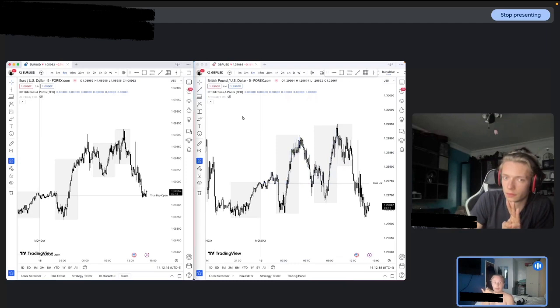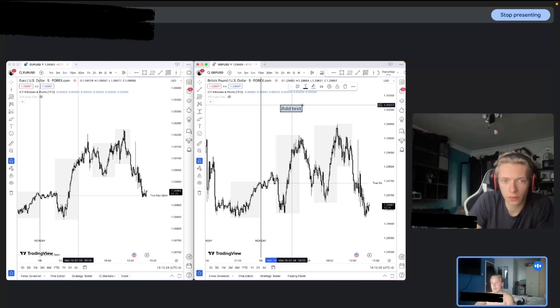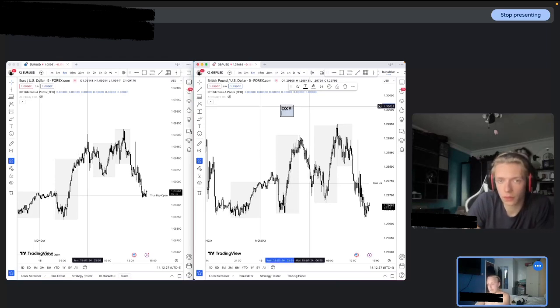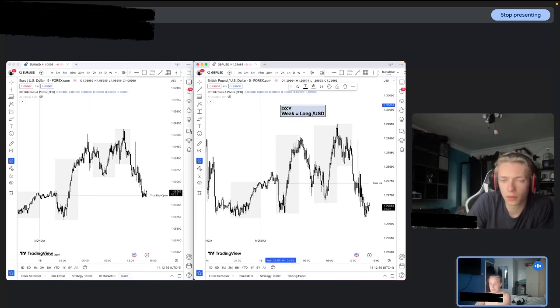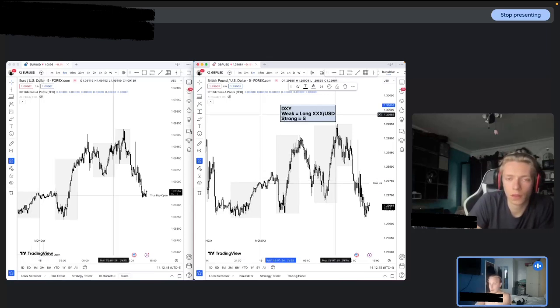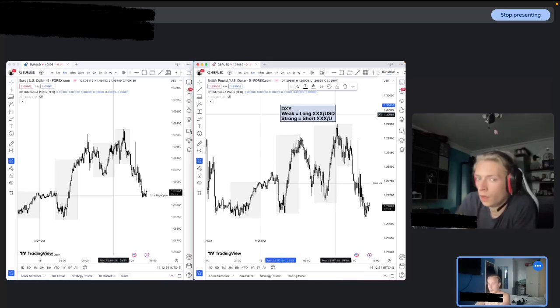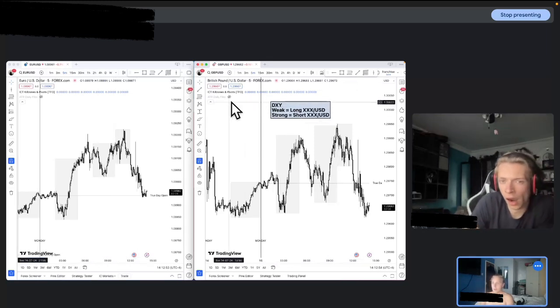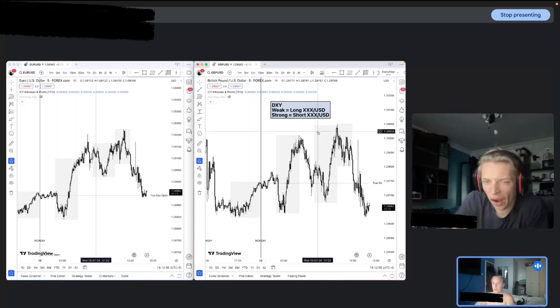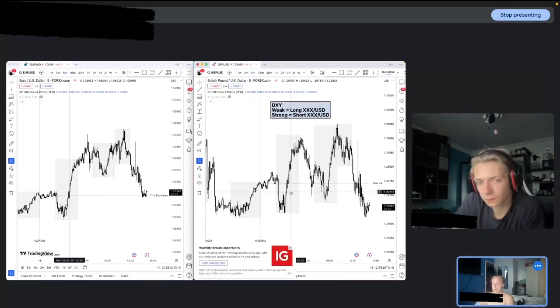So you need DXY to tell you what XXX is going to do against the dollar, right? DXY weak equals long for anything against the US dollar. And if the DXY is strong, you want to short anything against the dollar. So you want to check the DXY, see what it's going to be. If it's weak, you want to long it. If it's strong, you want to short it.